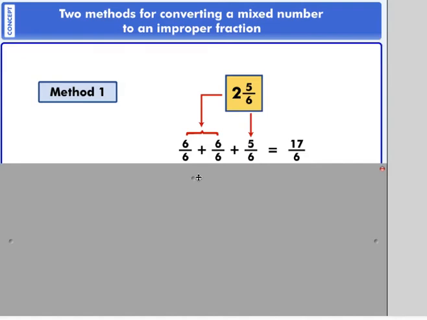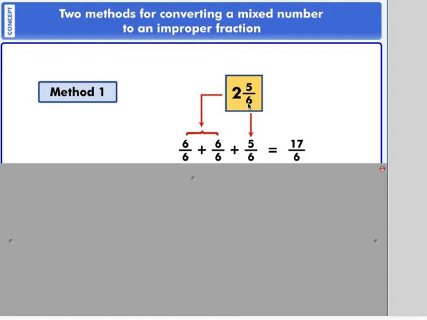Now here's a couple of different methods for converting a mixed number into an improper fraction. Okay, here's the first method. Let's say your mixed number is 2 and 5/6, meaning you've got 2 whole and 5/6 of another. If we think about this 2 whole part, we're talking sixths here. Our pieces are in sixths.